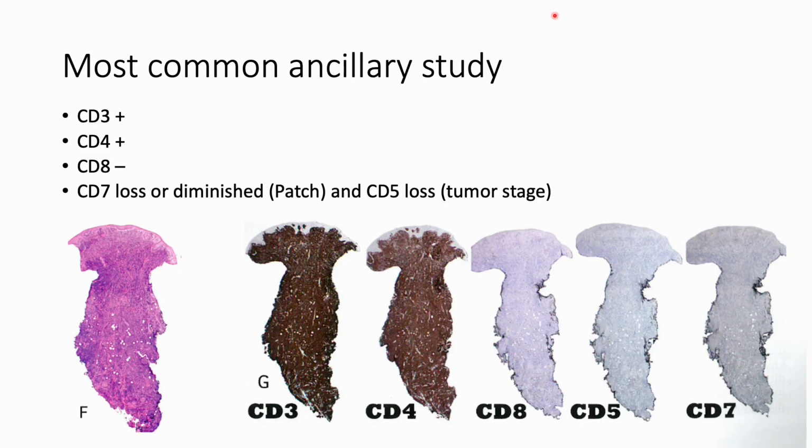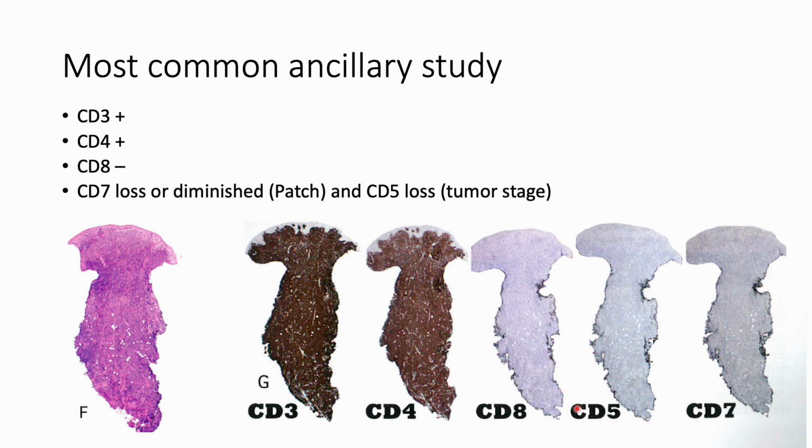Just like all other hematopoietic disorders, the lymphomas can do whatever they want. But in general, for your test purposes, this is the most common immunophenotype, which is CD3 positive. You can see it's a very dense positive CD3, and CD4 is positive, and CD8 is very low. The normal CD4 to CD8 ratio in the skin should be 2 to 3 to 1, but in our example there is much more CD4 than CD8, so this is abnormal.